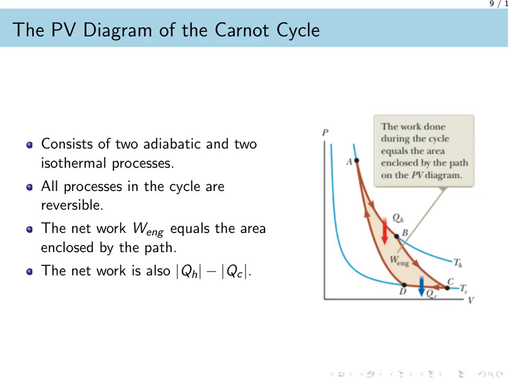Because every step is reversible, the path can be traced in either direction. The net work done by the engine during one full cycle is equal to the area enclosed by the path on this diagram. Mathematically, this net work is also equivalent to the magnitude of the energy absorbed from the hot reservoir minus the magnitude of the energy expelled to the cold reservoir.